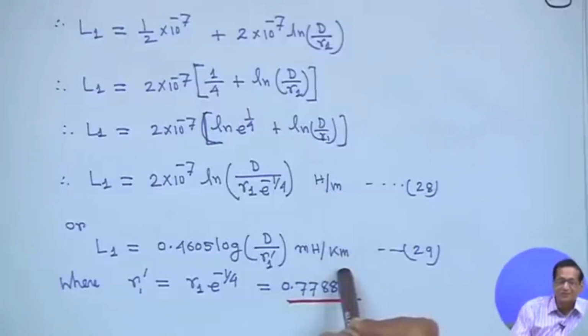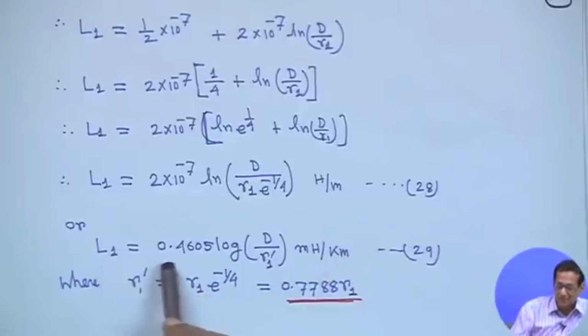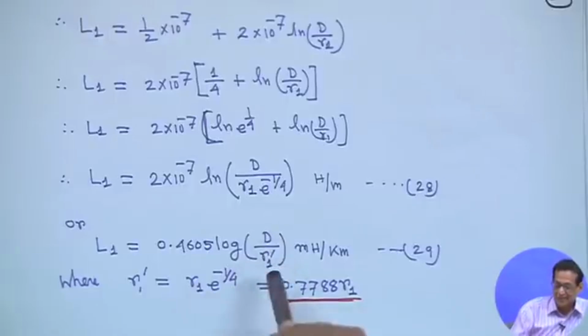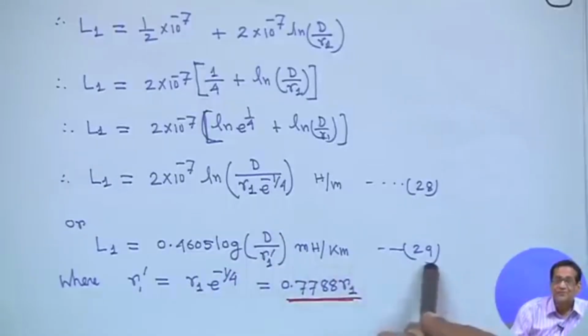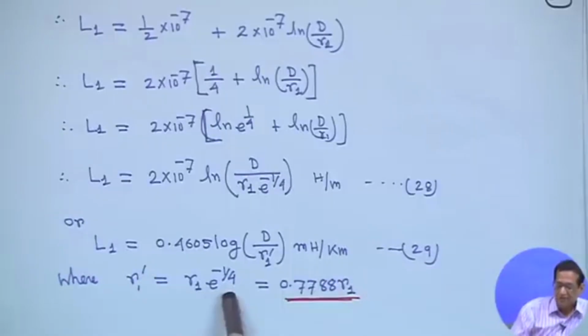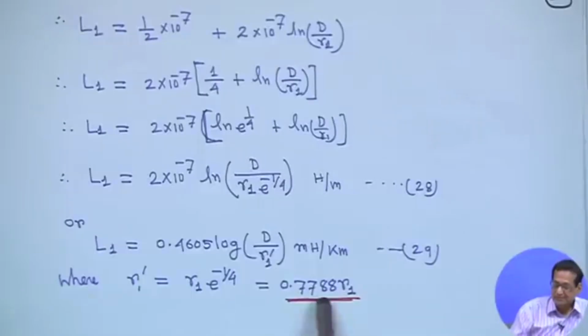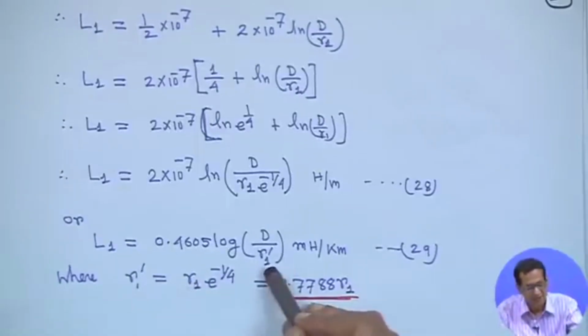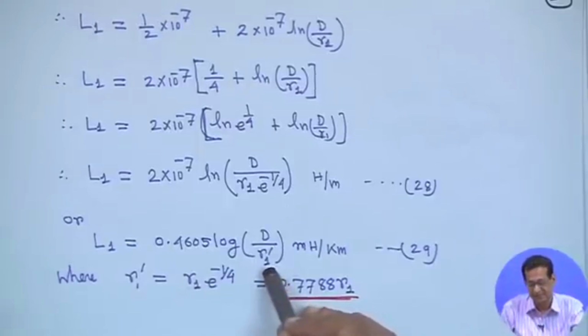meter you have to convert to kilometer. So, it will become actually 0.4605 log d upon r1 dash. R1 dash is given here in milli Henry per kilometer, where r1 dash is equal to r1 into e to the power minus 1 upon 4, that is equal to 0.7788 r1. So, this r1 dash is actually called the fictitious radius of the conductor.